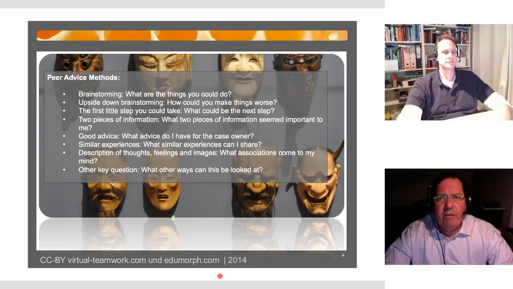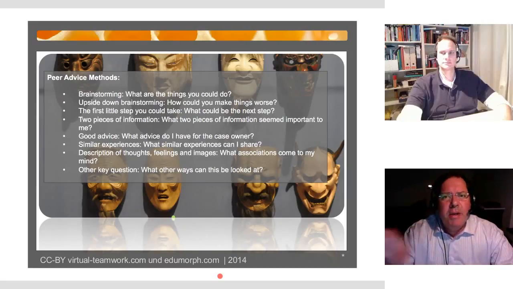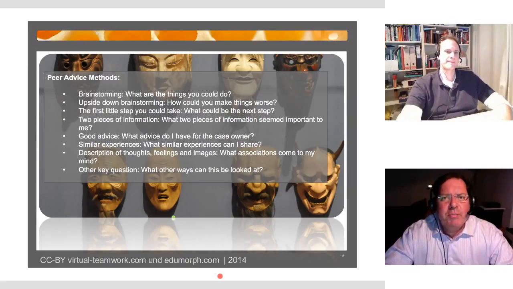Another method is two pieces of information. That is, sometimes when we present our case, people hear different things that they think are important. They pick those out of our description, and this is a way of just refocusing maybe emphasis in the case. What is really important about the case? So what two pieces of information seem particularly important to the coaches?